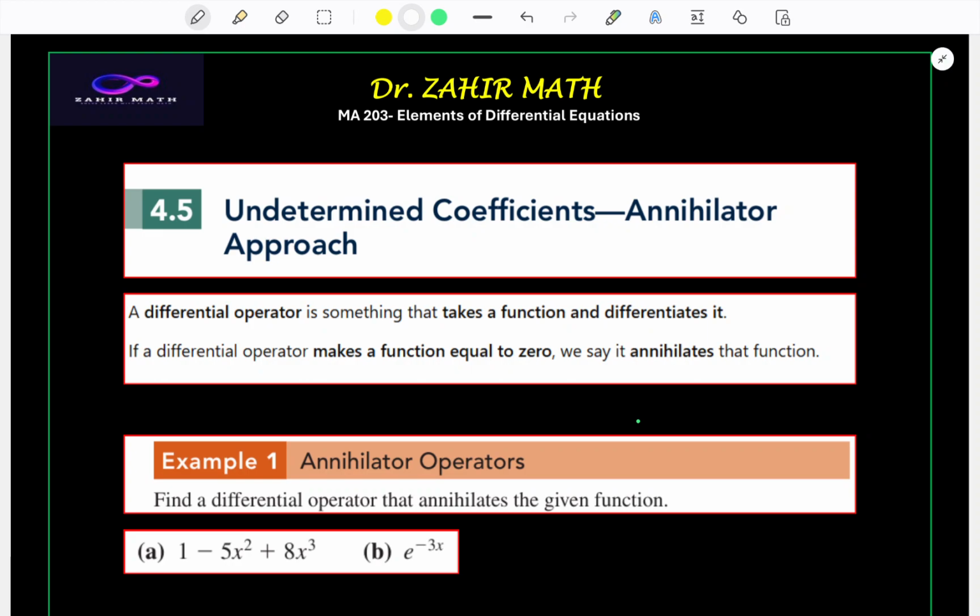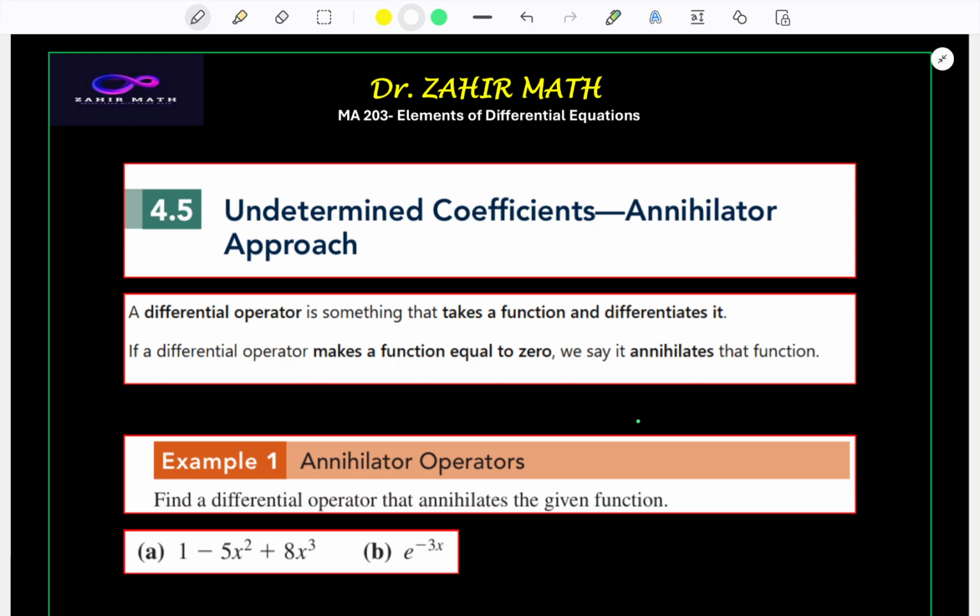Where is it used, teacher? This is widely used in mechanical vibrations, electrical circuits, and especially in signal processing. We will go through some examples step by step. So stay tuned and let's get started.